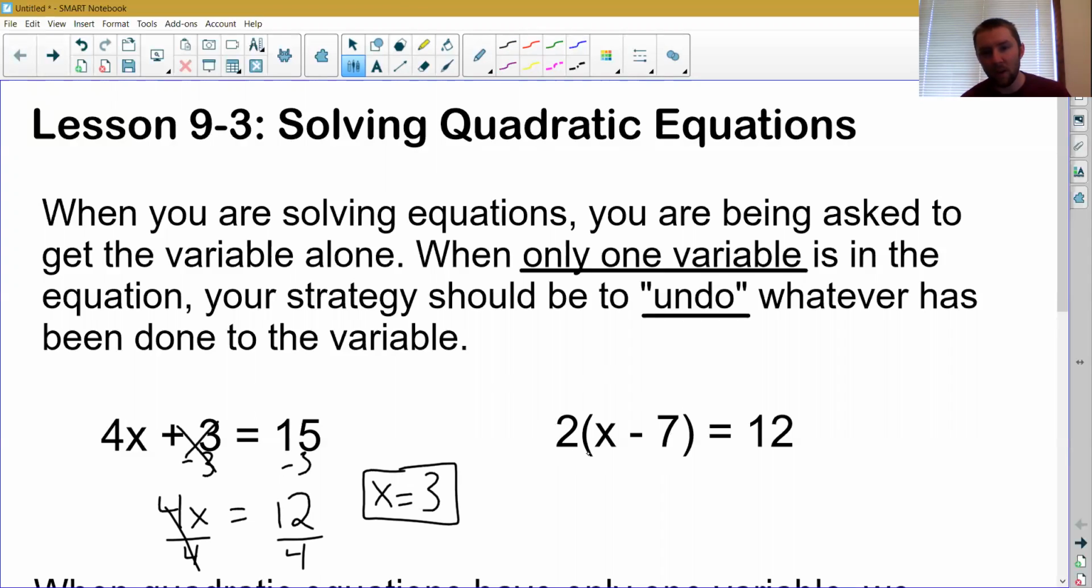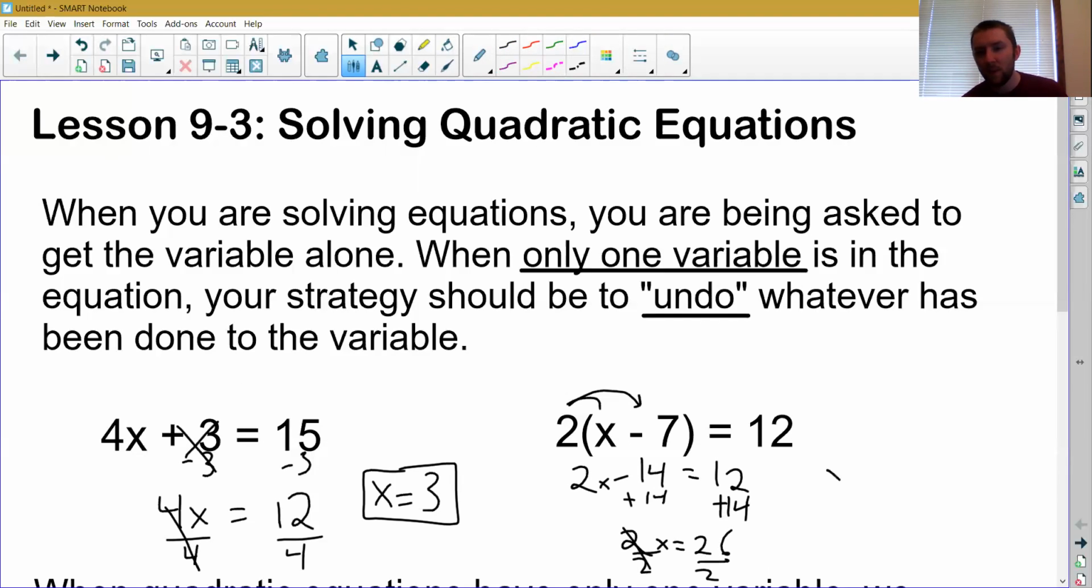In this one, we have to undo the 2 first, right? Or we can distribute the 2 in here. So we get 2x minus 14 is equal to 12. So then we plus 14 to get rid of the minus 14. And we get 2x is equal to 26. Divide away the 2. We get x is equal to 13 in this case. Okay, so this is solving equations.